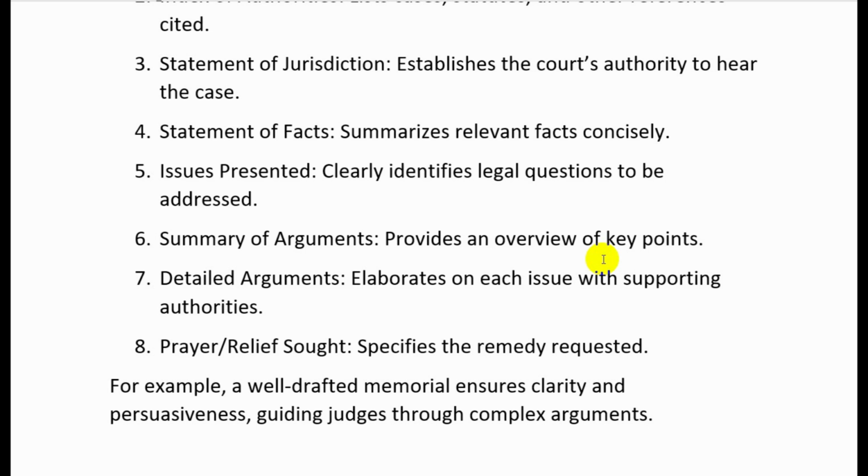Detailed argument. Elaborate on each issue separately with supporting authorities. So first we have to summarize what we are going to argue about, and then go into detail on each issue with supporting documents, evidence, facts, and so on. Finally, what prayer are we seeking? What relief are we seeking? That specifies the remedy requested. For example, a well-drafted memorial ensures clarity and persuasiveness, guiding judges through complex arguments.